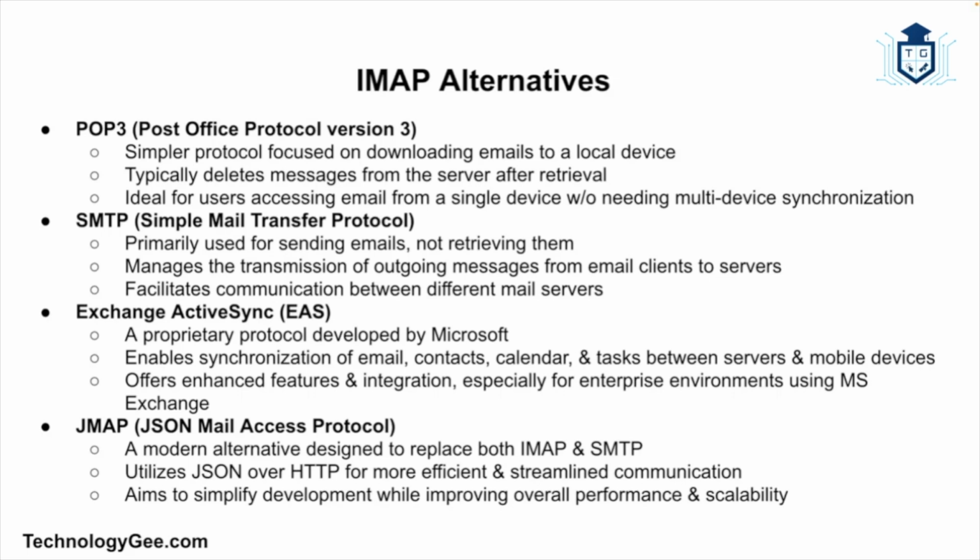Then we have what is called JMAP, or JSON Mail Access Protocol. This is a modern protocol designed as a replacement for IMAP and SMTP. It uses JSON over HTTP for more efficient communication and is intended to simplify client development and improve performance.